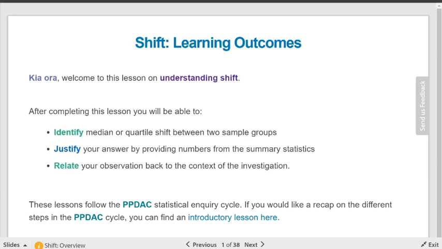You must justify your answer by providing numbers from the summary statistics, which is going to be given to you, so you don't even have to think about those numbers or to get those numbers. You just have to read them and know which numbers to use. Okay? And you must relate your observation back to the context. Now, again, we're not going to talk about that so much today. We're going to talk about that next time. But for today, we're just going to do the first one and look at where those numbers are coming from. Then we'll do how to do the analysis next time.